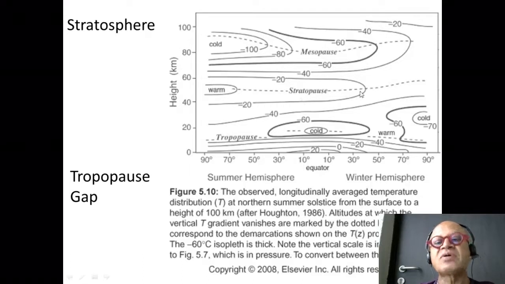And you can see some cross-equatorial structures here that are not there in the temperature structure below the lower stratosphere. So we'll also see this. This is for the boreal northern summer solstice. So this whole thing will change with the season.